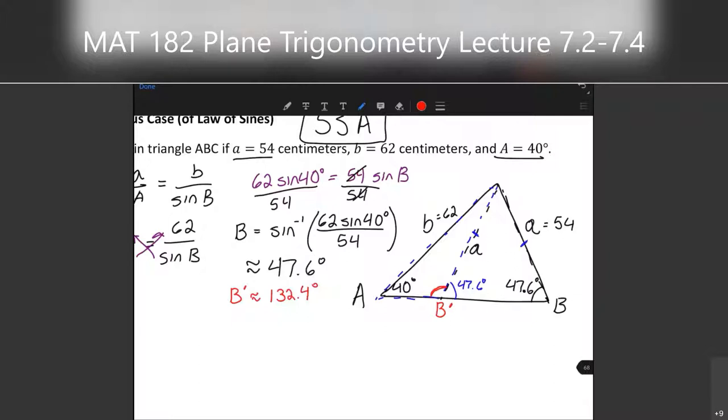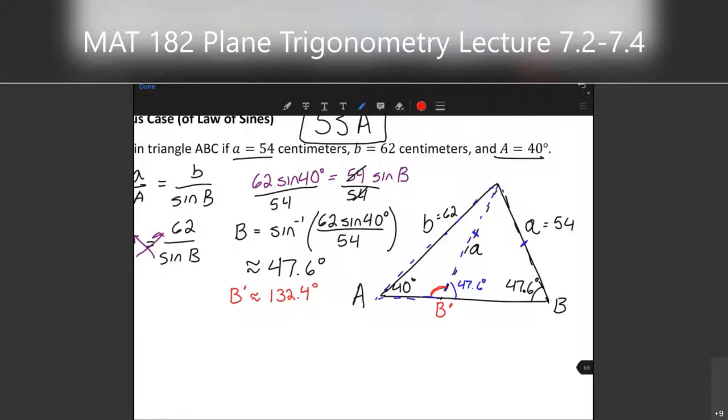So now we can make two lists, one with the large triangle and one with the smaller triangle with that B prime angle. And that's what we're going to go through next. I'll pause here with the picture and see if you guys have any questions so far.